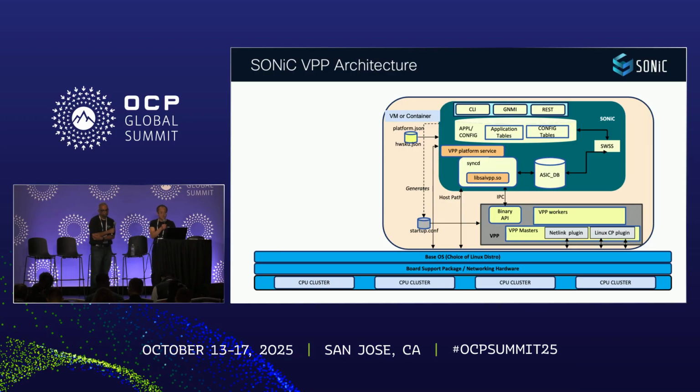We also introduced the VPP platform service into SONiC. It's mainly to generate a startup conf for VPP. The major configuration in it is the mapping from VM interfaces to VPP data ports.